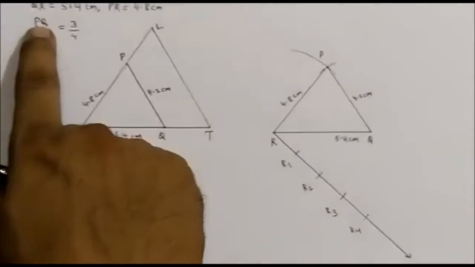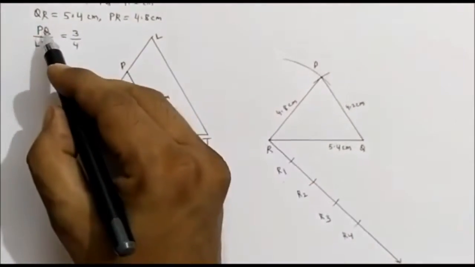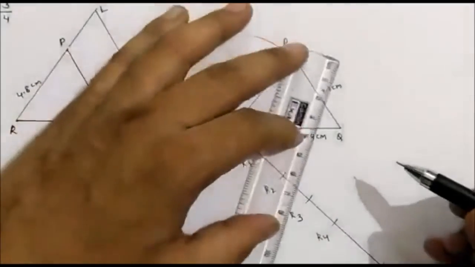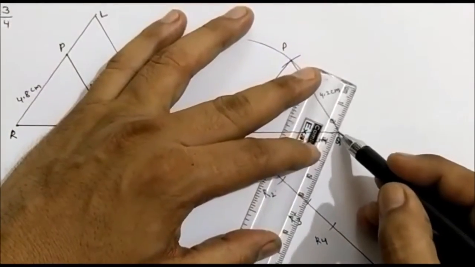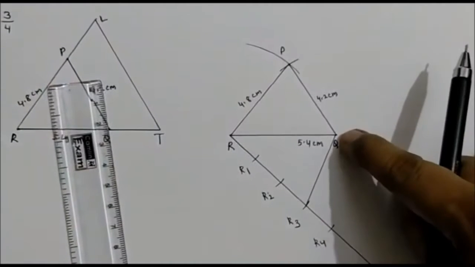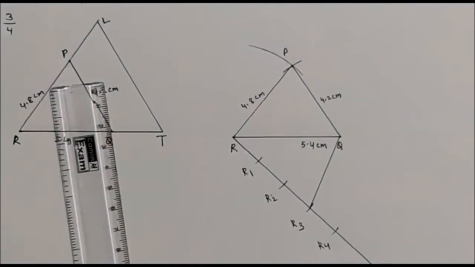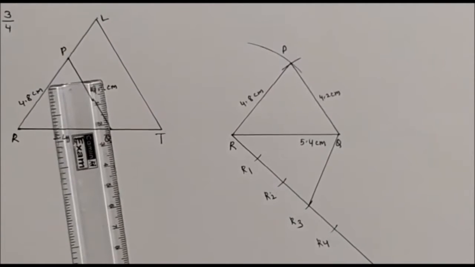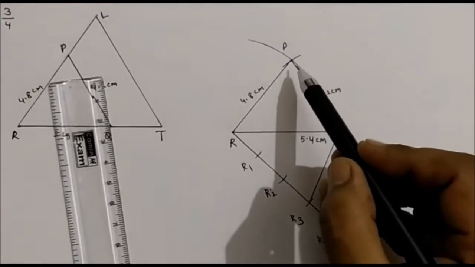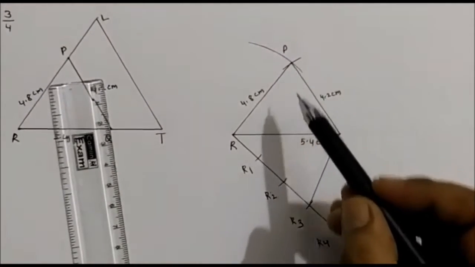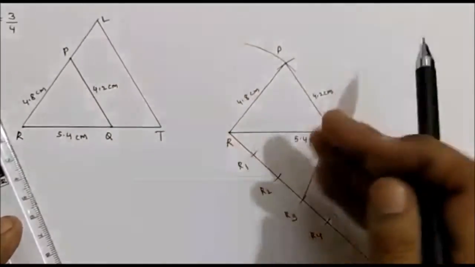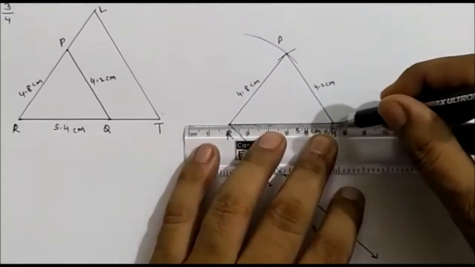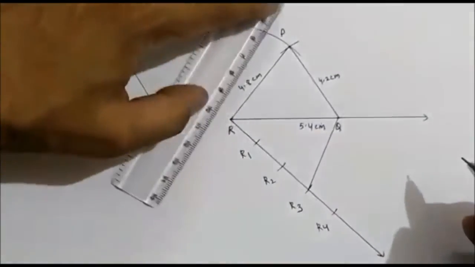Now PQ ratio is 3. So this third part, third R, you can join here with this Q. See, we have joined this third arc with this Q. So we have constructed triangle PQR. Now we have to get LTR, which will come outside this, so you need to extend this line, and even this line you have to extend.